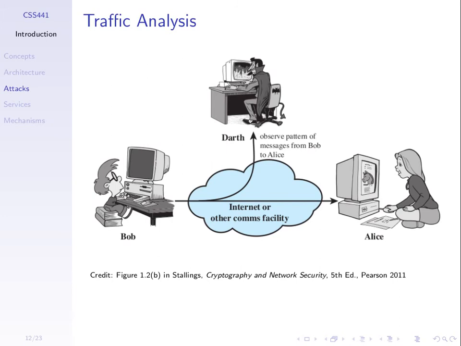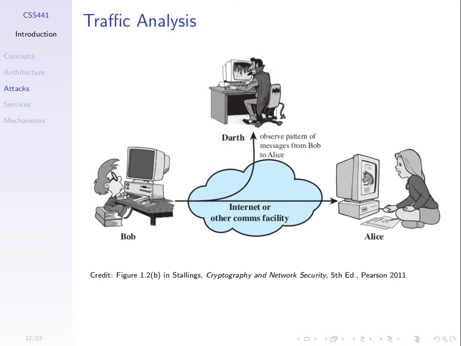How could Bob and Alice stop or make it difficult for Darth to observe how often they're communicating and at what times of day they're communicating? Let's say Bob always sends Alice a message at 2 a.m. on a Friday night. How could they hide that information from Darth?